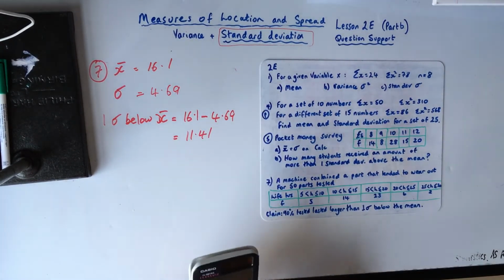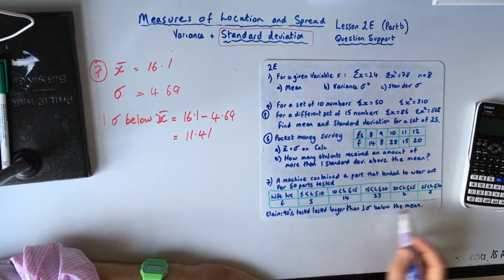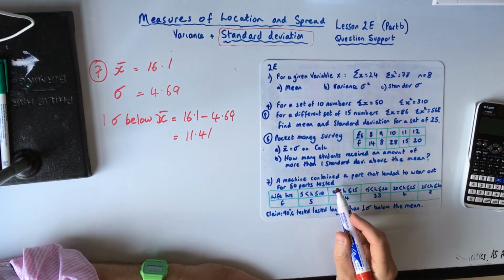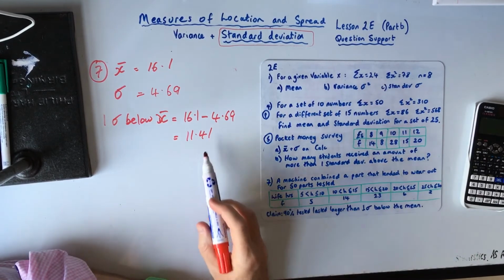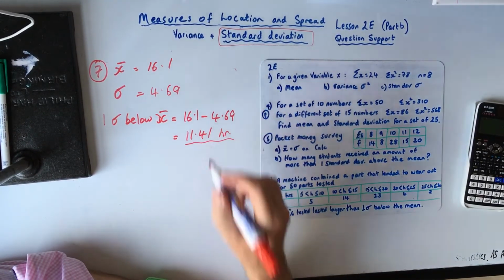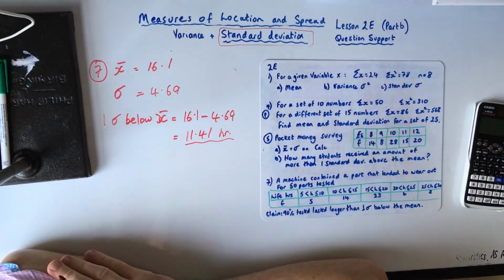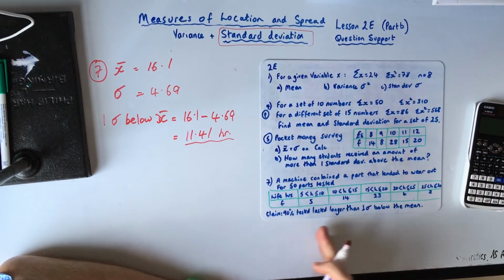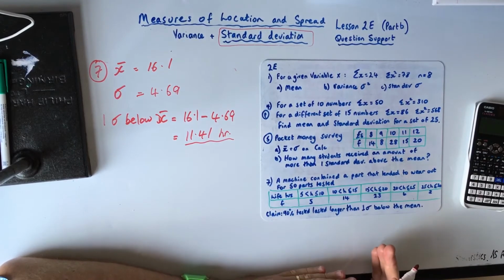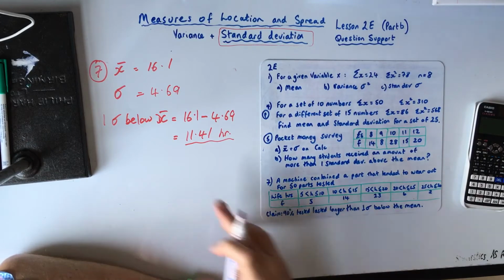Right, okay, so let's have a think about this now. 11.41. So what are they saying? They are saying that 90% of these machines, or this part, lasted longer than 11.41 hours, because that is one standard deviation less than the mean. So we've got to comment on whether that's a false or a correct claim. 90% tested lasted longer than that.